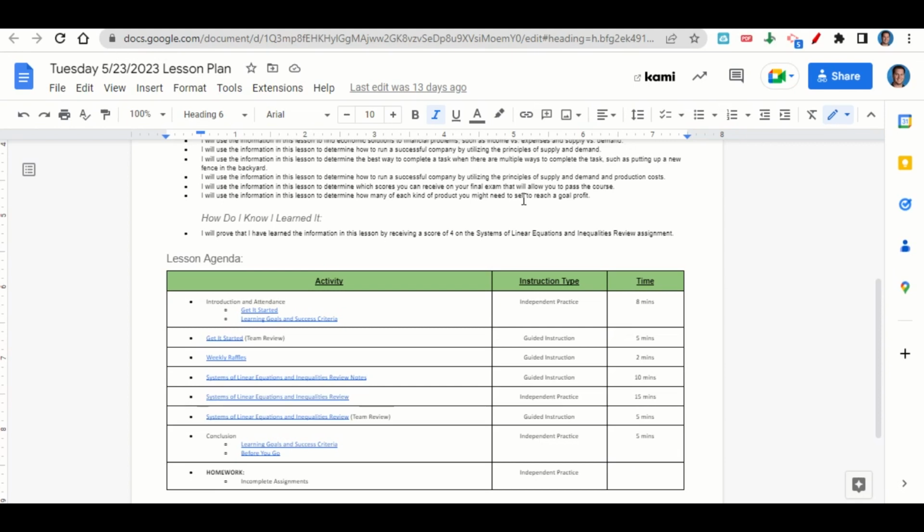After that, we'll go over the Systems of Linear Equations and Inequalities Review Notes, and then I'll give you time to complete the Systems of Linear Equations and Inequalities Review assignment. Once you've completed the assignment, we'll go over it together and answer any questions that you may have. At the end of class, we'll go back over our learning goals and success criteria while you fill out your Before You Go. Your only homework for tonight is to work on any incomplete assignments that you may have.